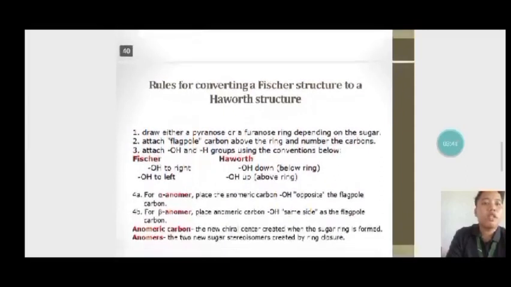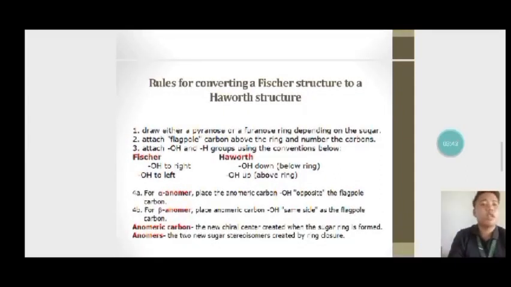So, the next one I will discuss to you is the rules for converting a Fischer structure to a Haworth structure. First is, draw either a pyranose or a furanose ring depending on the sugar. So, magdraw ta og furanose or pyranose na magdepend sa sugar na to. Second is, attach the flagpole carbon above the ring and number the carbons. So, atong i-attach ang flagpole sa above the ring and number the carbons.